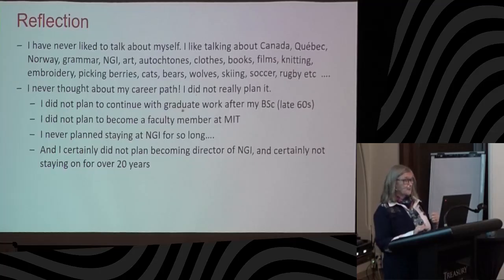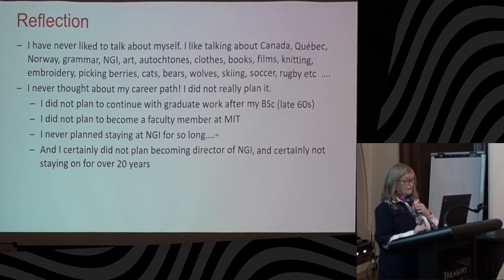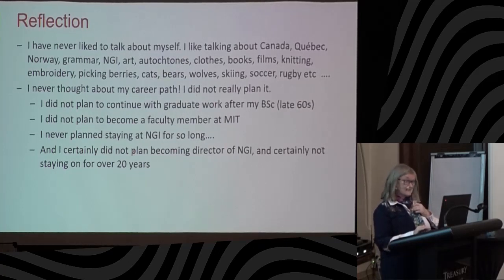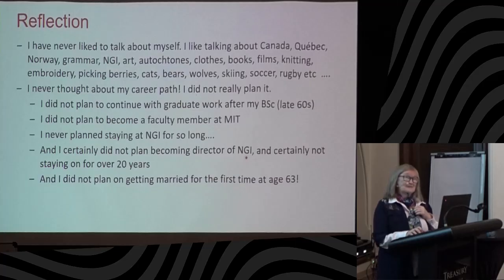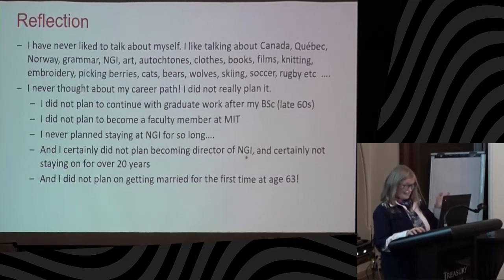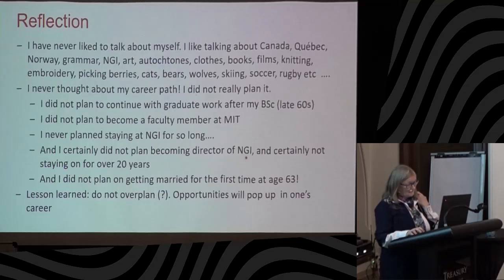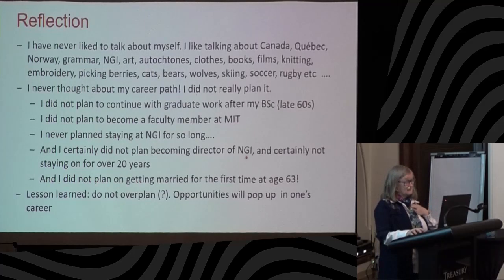So I never thought really or planned my career. I did not plan to continue graduate work. I had a job offer and I was saying yes when my advisor said, why don't you try going to MIT? I did not plan to become a faculty member at MIT. I never planned staying at NGI for that long, and I certainly did not plan becoming director of NGI, and certainly not staying on for over 20 years as director. And I did not plan on getting married for the first time at age 63. So, I don't know how come. So the lesson learned is do not overplan. The opportunities will pop up in your career.